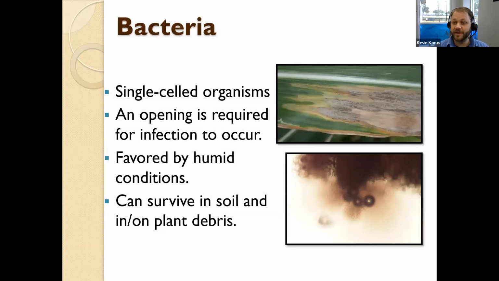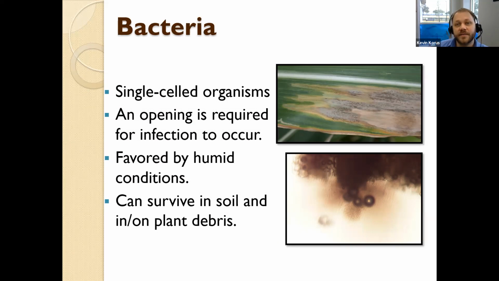Moving on then, we have bacteria, right? So bacteria are single celled organisms. They're contained within a cell wall. Typically, when it comes to disease infection, an opening is required for that bacterium to get into the plant. They don't have active mechanisms to penetrate plant surfaces. Unlike fungi and nematodes, they can actively penetrate. Bacteria can't. So they require natural leaf openings.